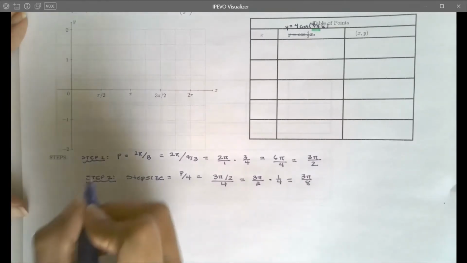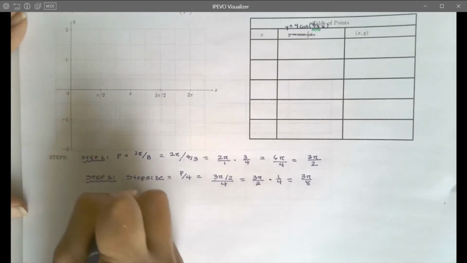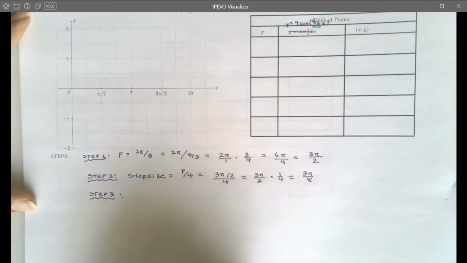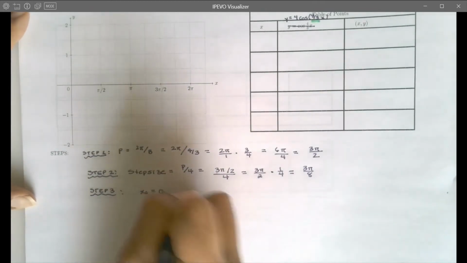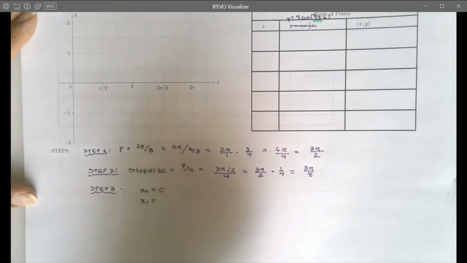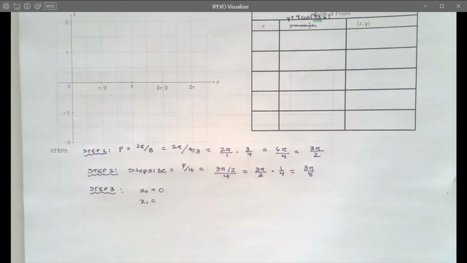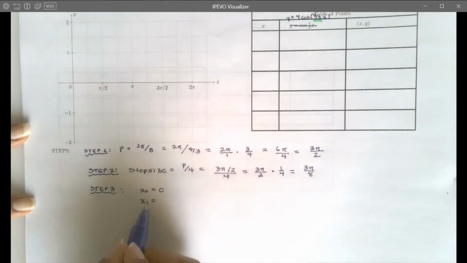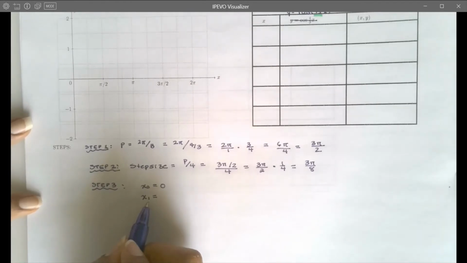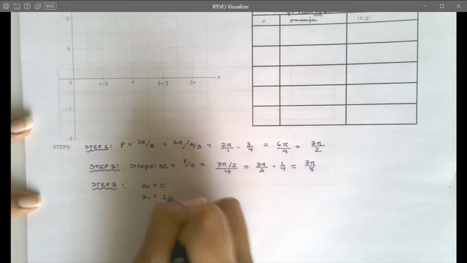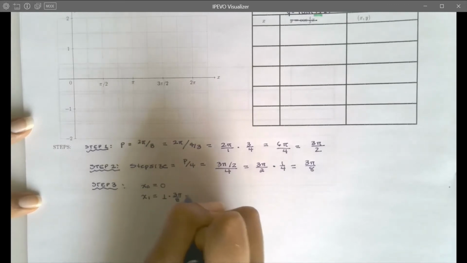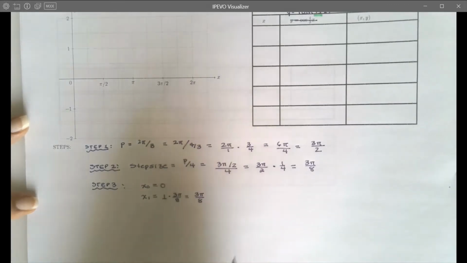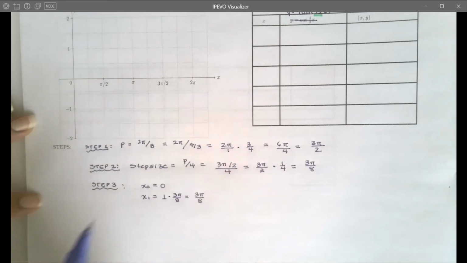Now to find the x values, that would be our next step. We always start at 0, so x0 is going to be 0. For the next x values, we simply take the step size and keep adding it to the previous x value. Or sometimes an easier way to think about it is to take the 3 pi over 8 and multiply by whatever the subscript of the x value is. So to find x1, we take 1 times 3 pi over 8, which is 3 pi over 8. That is the same thing as taking 0 and adding the step size.